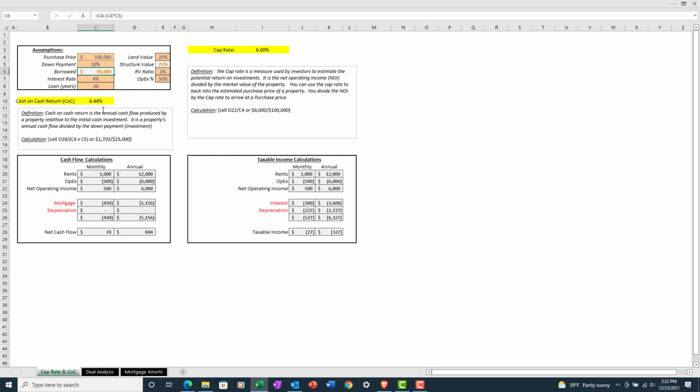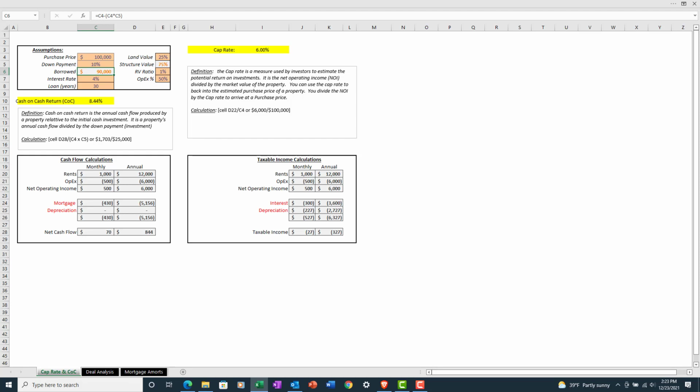This increase comes even though our annual net cash flow decreases. That's because we are using more leverage in this scenario and our down payment dropped considerably more than the amount of the decrease in our net cash flow.